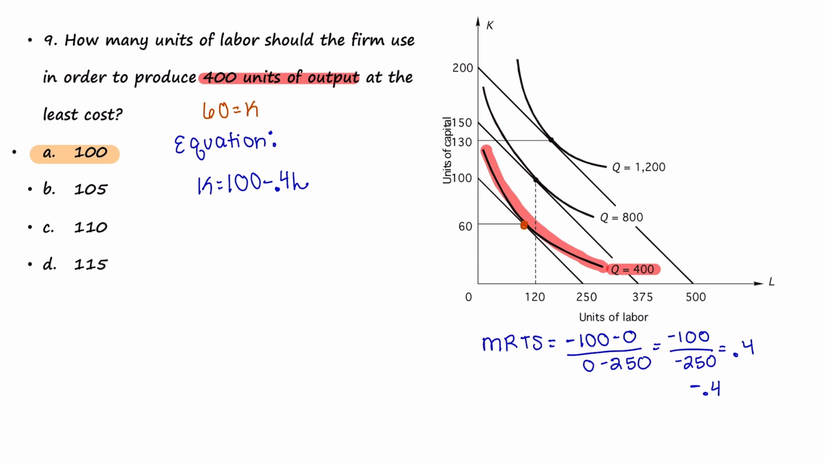Then we can substitute in our 60, that's right here. So we're going to have 60 equals 100 minus 0.4 L. Subtract 100 from each side, and we get negative 40 equals negative 0.4 L. Divide by negative 0.4. And we get 100 equals L.